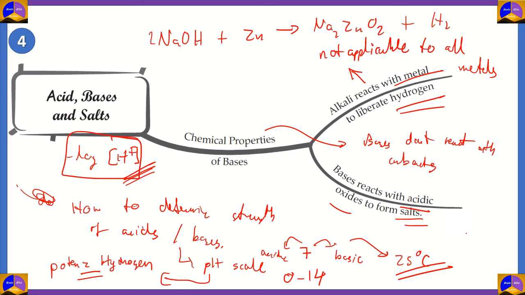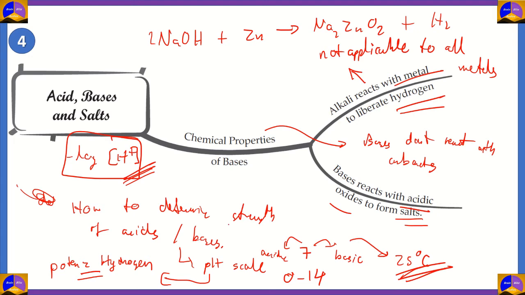If you have a higher hydrogen ion concentration, you are placed lower on the pH scale, so that means your compound is more acidic. If it has fewer H plus ions, then it is more basic. So that means it is ranked higher on the pH scale, which is at 25 degrees Celsius. And this is all theoretical.